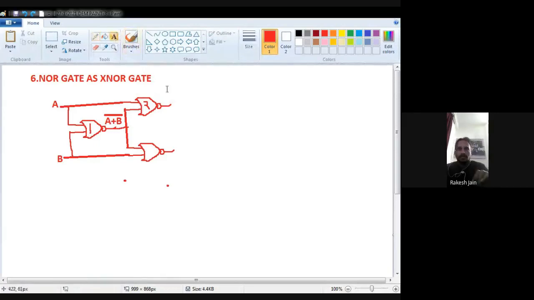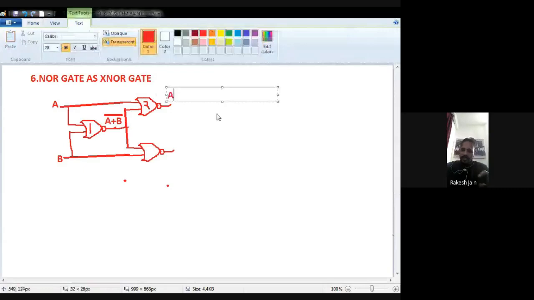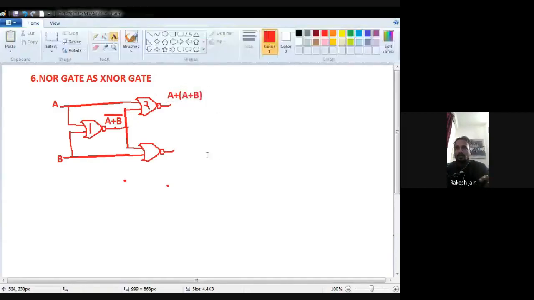So the output will be first thing plus second thing having a total bar. The first thing is A, and B bar is the second thing. So first thing plus second thing having a total bar. So this will be here.